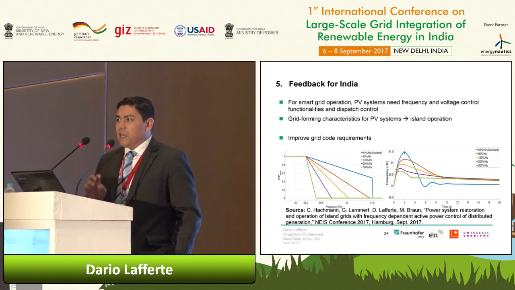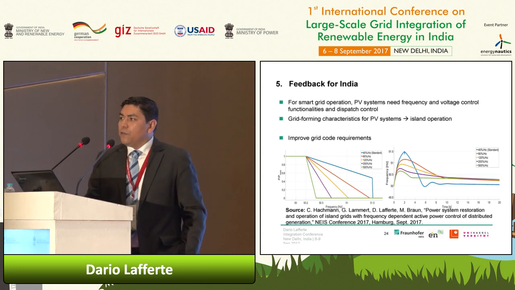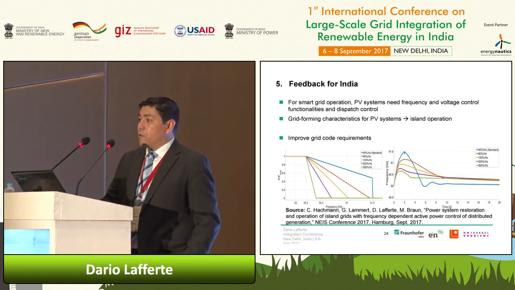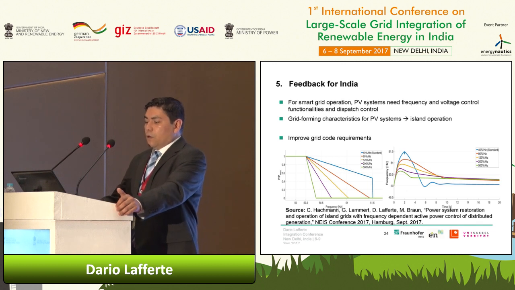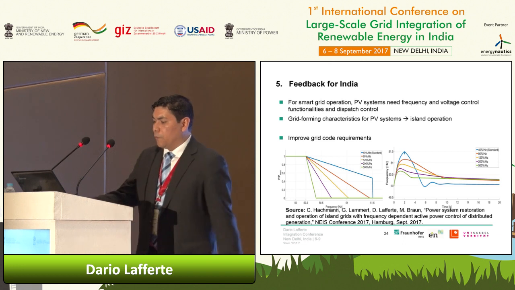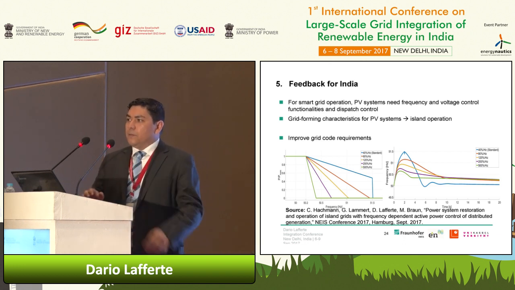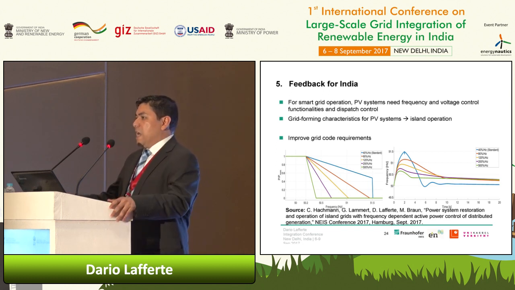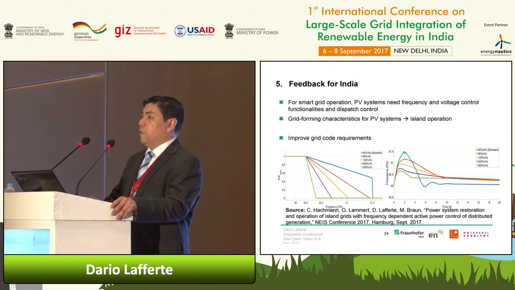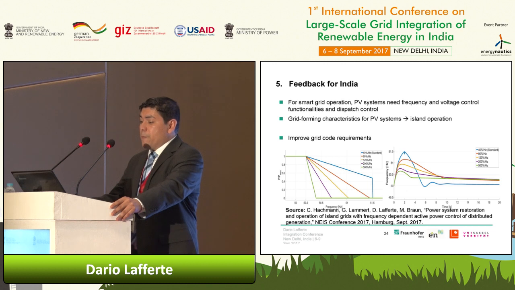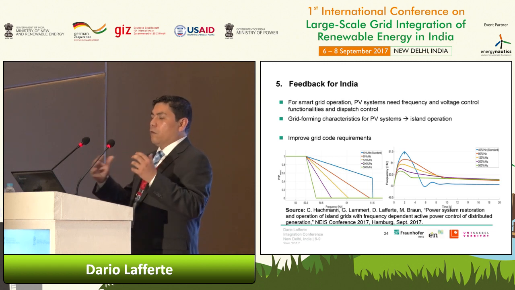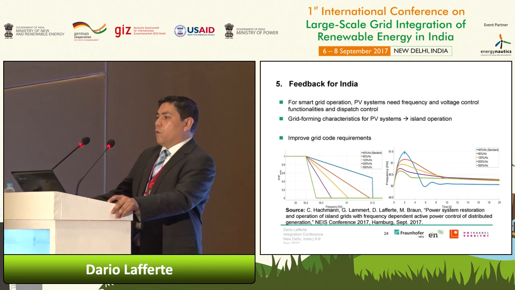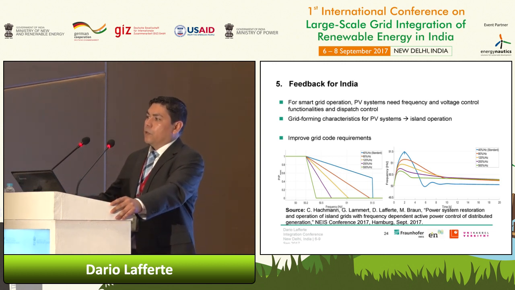I show here two graphics of further work of our department. On the left, we have different power frequency characteristics. And on the right, we have the frequency response of a distribution grid, considering the loss of an important amount of load of consumption. If the inverter system can produce a fast active power reduction, we can avoid that the frequency goes to a non-permitted value, for example, over 51.5. For that reason, we need to discuss which characteristics or requirements of our low voltage grid codes are necessary for the inclusion of a large amount of distributed generators.